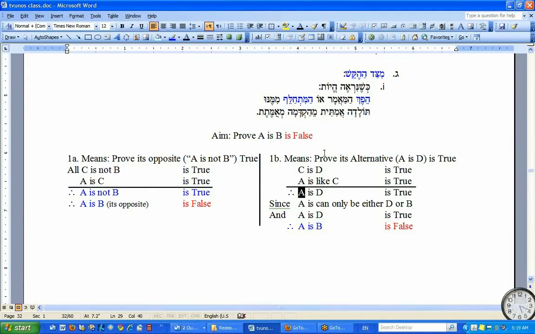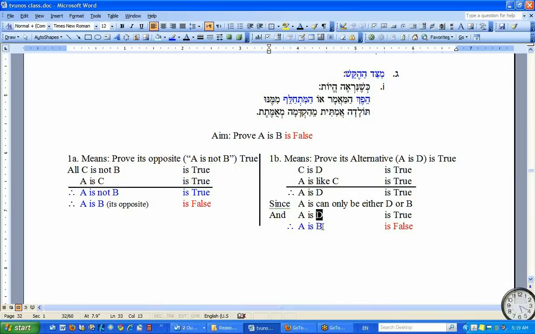So if I wanted to prove now, and here's the trick. Since A can only be either D or B, and I just proved that A is D, then the statement A is B is false.